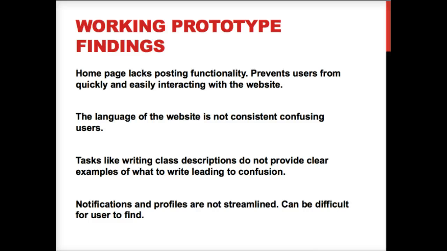Tasks like writing class descriptions do not provide clear examples of what to write, which can lead to confusion. When you create a class, it asks you to write a description of the class, and every time a user tried to do that, they got confused about what they were supposed to write, and that's a little frustrating. You can write nothing, but that was frustrating for the users.